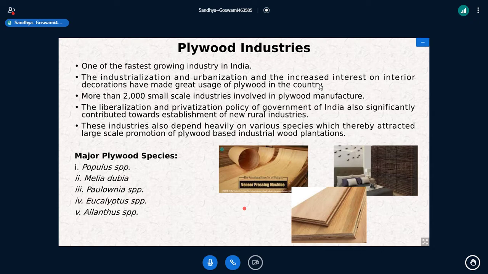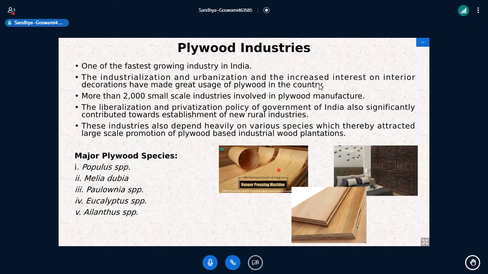And most preferred species for plywood manufacturing is again poplar. Poplar iske pehle bhi dono examples mein tha, right? Camellia dubia, Paulownia, Eucalyptus, Ailanthus. These are most preferred plywood species. Aur most preferred se kya matlab hai? See, we need to make these thin slices of paper, sorry, wood.